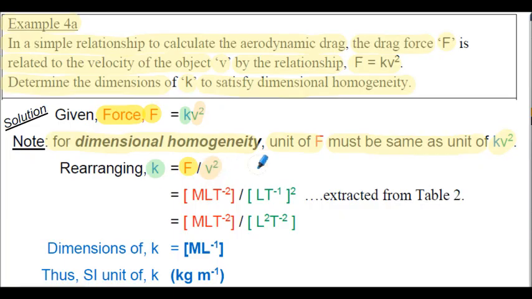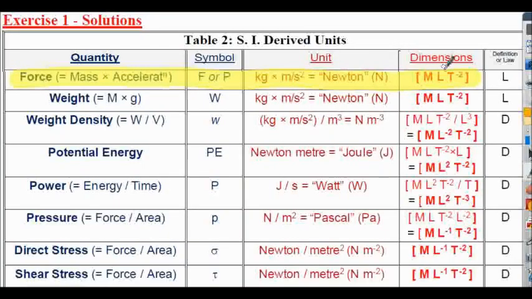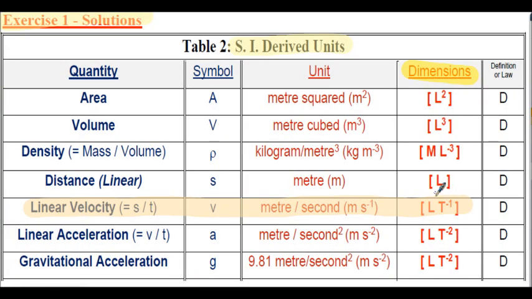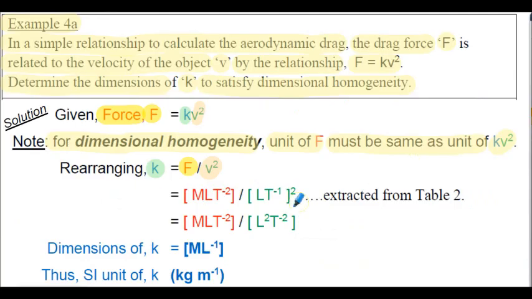We now insert the dimensions for F and v squared, and again we can refer back to our table 2 for the dimensions. Here's again a recap from our table 2 showing derived units, and here are the dimensions of force and the dimensions for velocity from table 2, which we simply insert into our equation. Notice it's velocity squared here. On the next line I simply use the third law of indices on the v squared bracket, so we have L squared T to the negative 2.